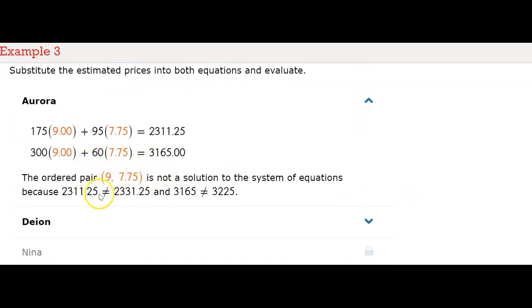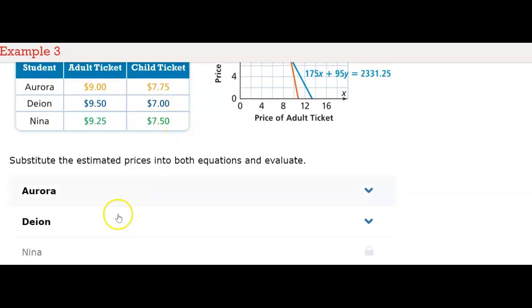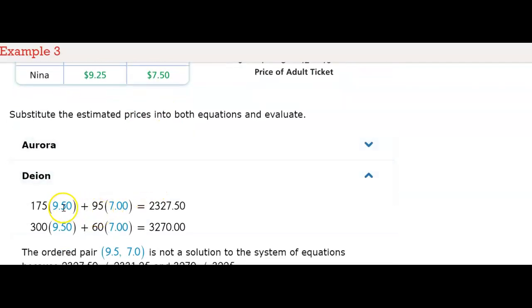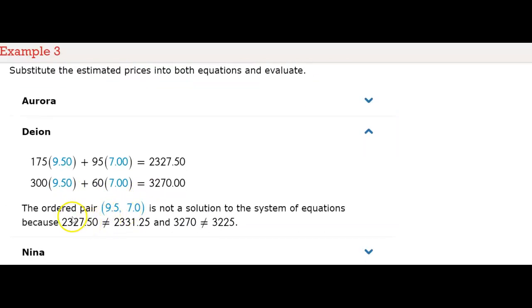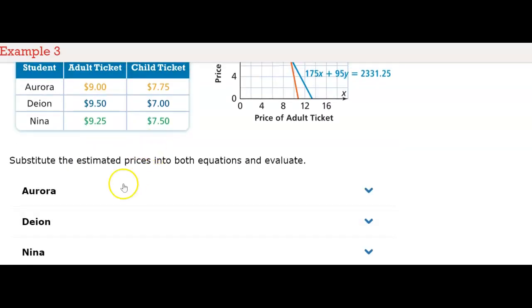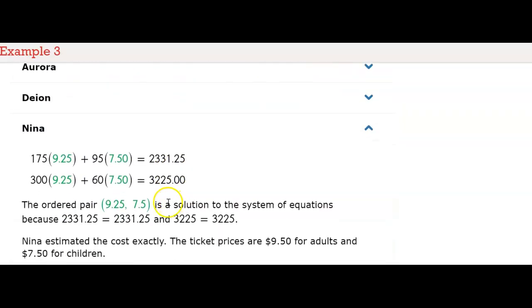So in this case, neither is a solution, neither point. So Aurora's does not work. Let's look at Dion. We put in his numbers, and for Dion, both do not provide a solution as well, so that's no. Then we look at Nina, and Nina's ordered pairs are equal for both equations. So Nina estimated the cost exactly. The ticket prices are $9.50 for adults and $7.50 for children.